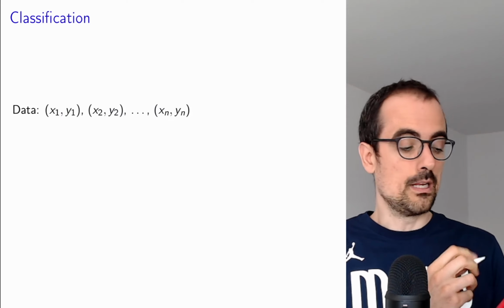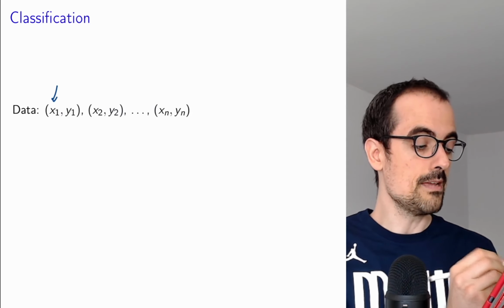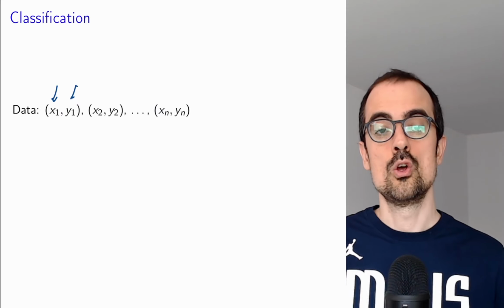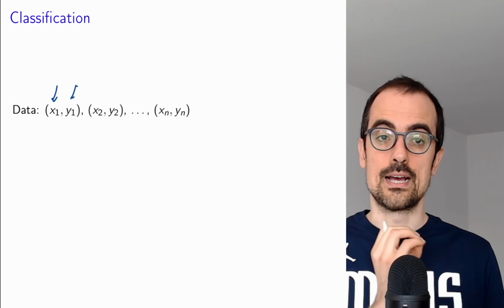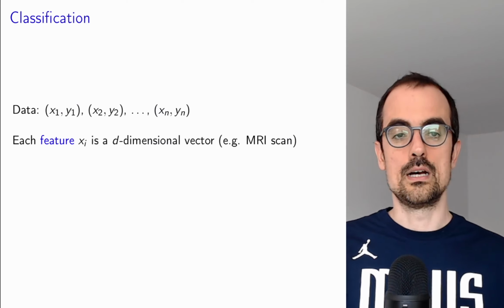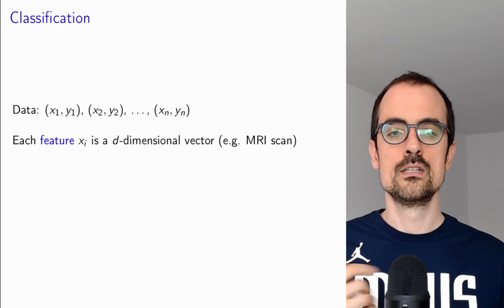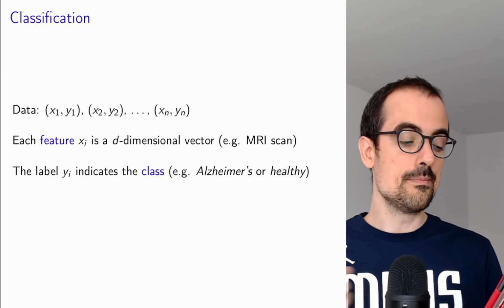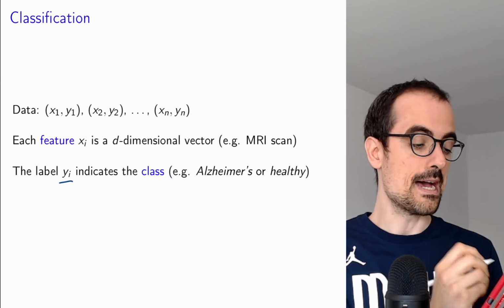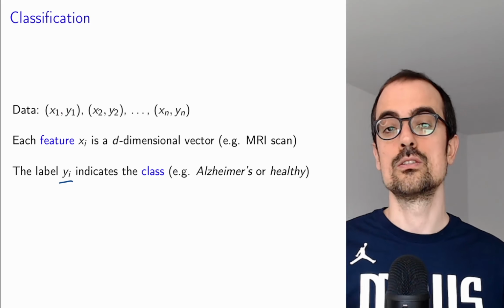The data typically look like this. There's a vector of features and a label that indicates what class is assigned to that specific vector of features. We encode the features typically as a d-dimensional vector, and the label, again, which is yi, where i goes from 1 to n, indicates what class is assigned to those features.